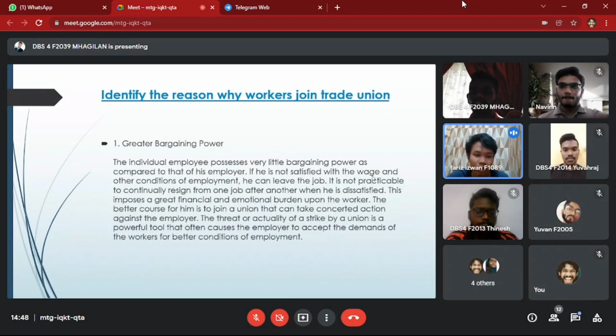The better course for him is to join a union that can take concerted action against the employer. The threat or actuality of a strike by a union is a powerful tool that often causes the employer to accept the demands of the workers for better conditions of employment.